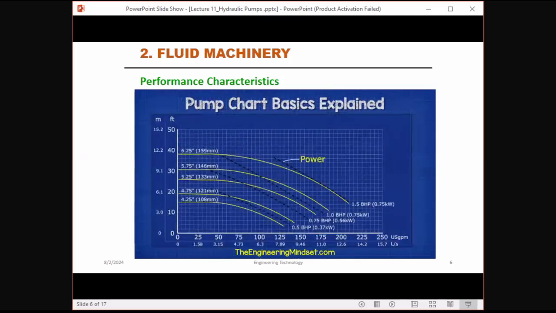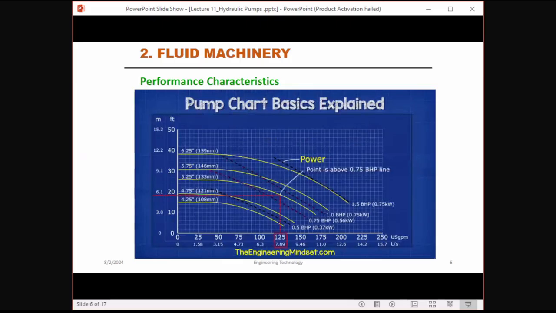With this chart we see the brake horsepower plotted at various intervals. As you can see, as the flow rate increases, so does the power requirement. We use this chart to size our motor. For example, if we needed 125 gallons per minute with 18 feet of head, then this is between the 0.75 and the 1 horsepower lines.